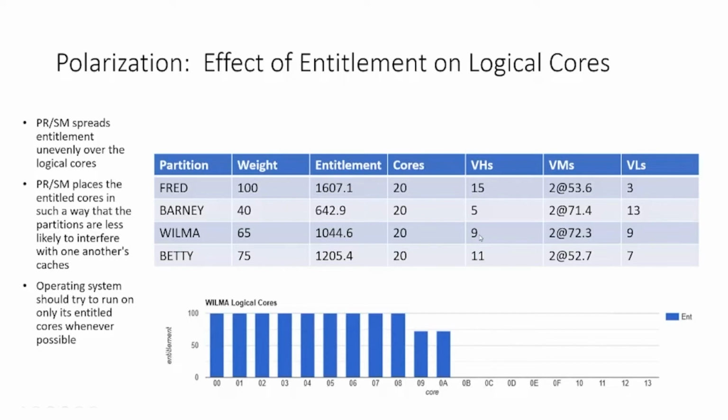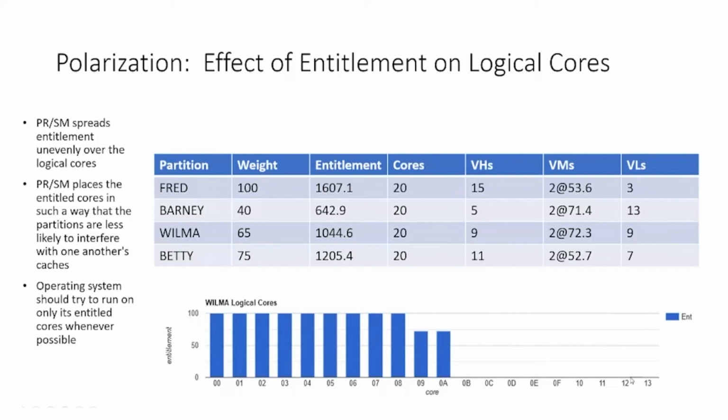So we have 900 so far used up by the 9 VHs, and then to use up that remaining 144, PRISM makes 2 mediums with entitlements of about 72, and then that makes 11 cores so far, and then 9 left over. So what I've got here are 9 vertical lows entitled to nothing, 2 vertical mediums, each one entitled to about 72% of a physical core, and then 9 physical cores that are completely entitled. So what this creates for the operating system running in the partition, like z/VM control program, for example, or z/OS or whatever, is a lot of incentive for the partition to run its work on only its entitled cores.